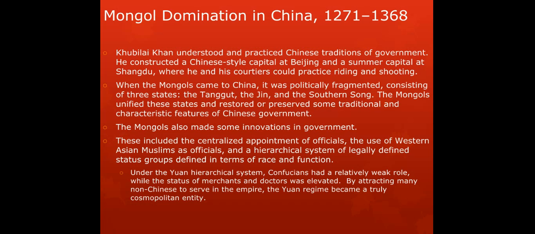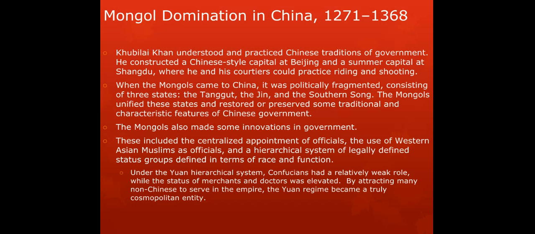Kublai understood and he practiced Chinese traditions of government in order to really solidify his rule. He constructed the Chinese-style capital at Beijing and then a summer capital where he and other nobles could practice riding and shooting. When the Mongols came to China, you guys already know there was quite a bit of political fragmentation. The Jin and the Southern Song were the top two rulers, but you also had the Tangut. The Mongols unified these states and actually restored and preserved some traditional and characteristic features of Chinese government, but they also made innovations on their own.